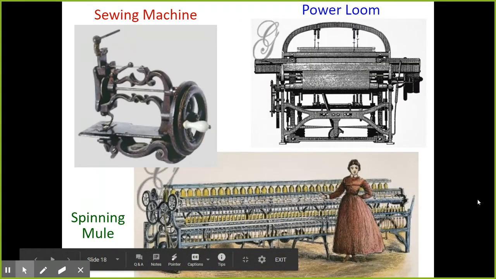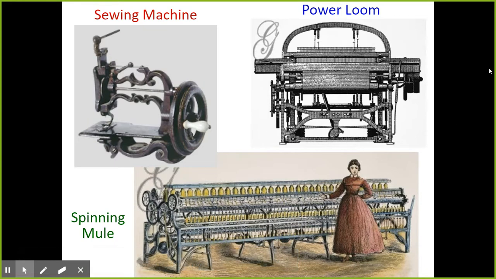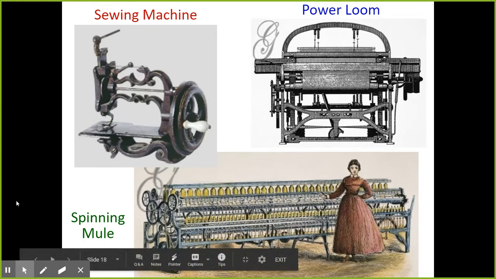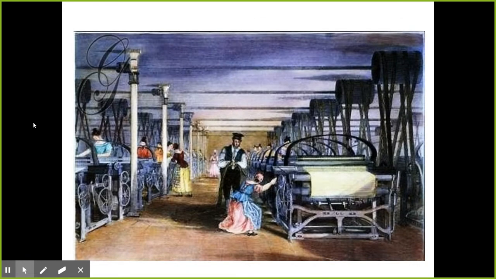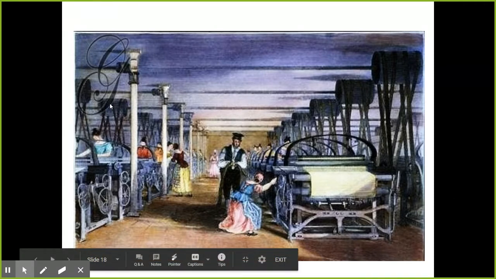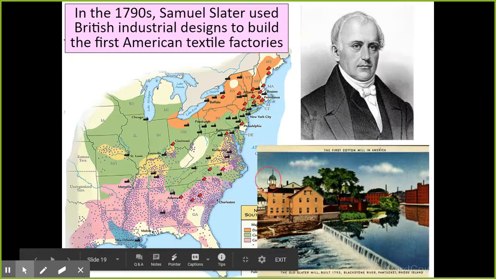What sort of technology do we see? The sewing machine, the power loom, the spinning mule. All of this ultimately will be powered by water and or steam. So we see technology that begins to alleviate an individual's single burden of producing a good. We start to see what are affectionately known as factories, where groups of people are working on the creation of some sort of product.